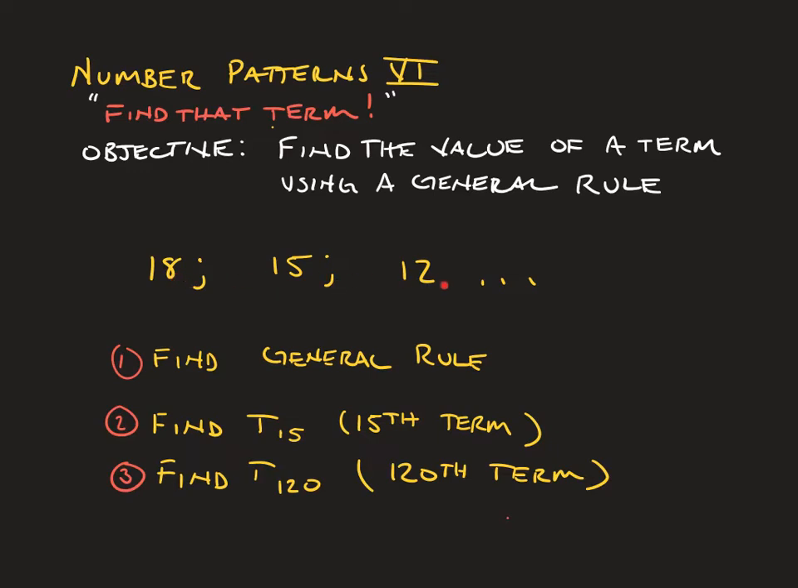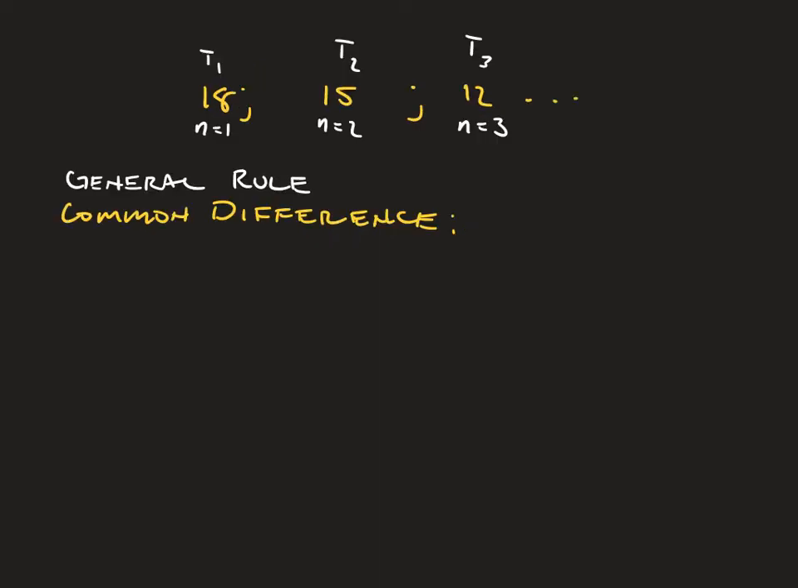We've got a number pattern, we're going to find the general rule, and then find 2 different values of 2 different terms, the 15th term and the 120th term. The first part of the problem is to find the general rule.